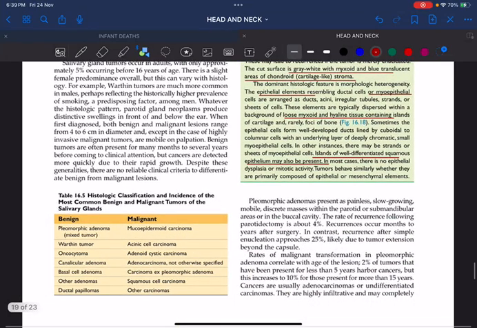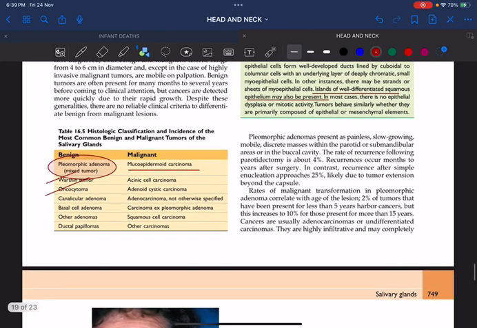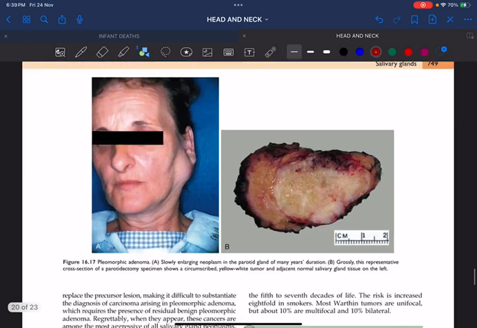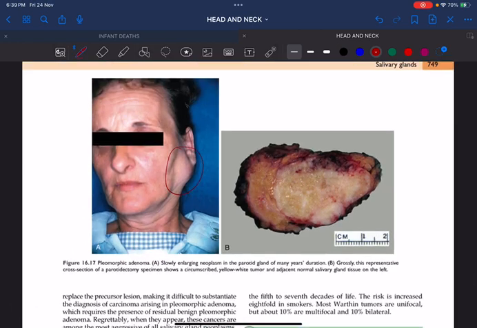So remember the classification of salivary gland tumors. Pleomorphic adenoma is the mixed tumor, and the malignant one is the mucoepidermoid carcinoma. Then there is Warthin tumor, and oncocytoma. These are the three important tumors you have to remember. Pleomorphic adenomas usually present as a painless, slow-growing, mobile, discrete mass within the parotid or submandibular areas or in the buccal cavity. You can see the characteristic location in the parotid gland, and in the gross picture you can see the yellow white tumor.